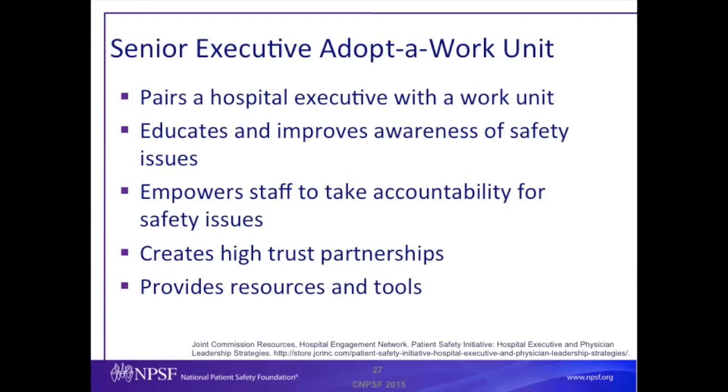Some messages are so important that the right person needs to deliver them or they'll lose effectiveness. This creates that high-trust partnership. If the CEO is saying that the circulator has the authority to stop the line if a timeout isn't completed, and the CEO is telling them that directly, the staff is more likely to stop the line. Adopt a work unit can also provide resources and tools.